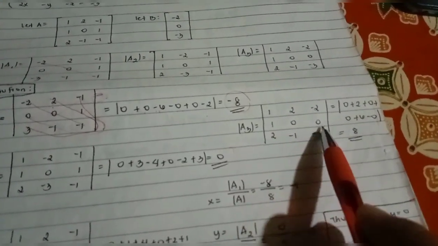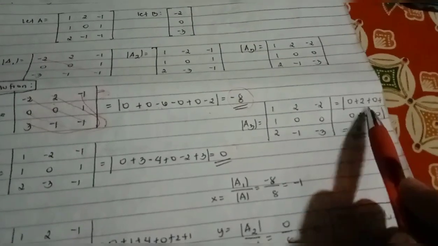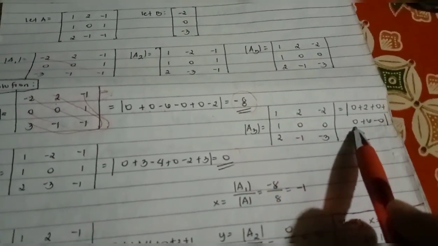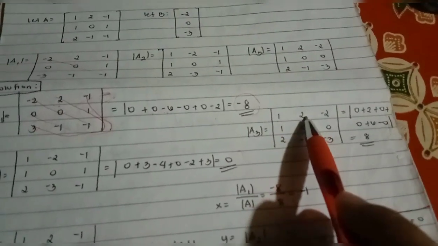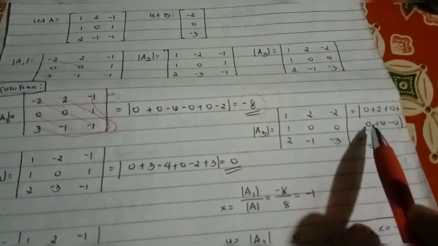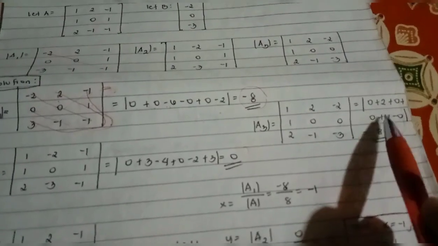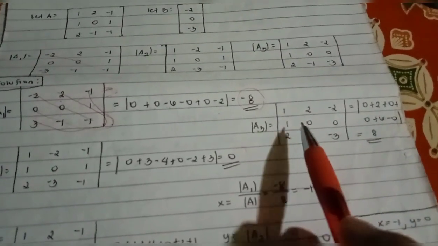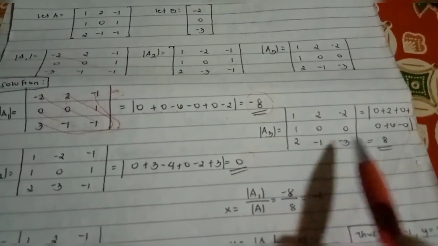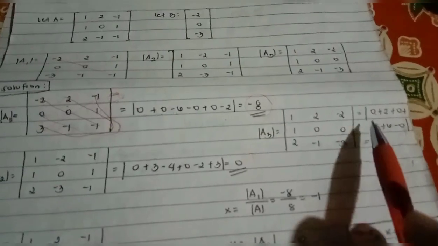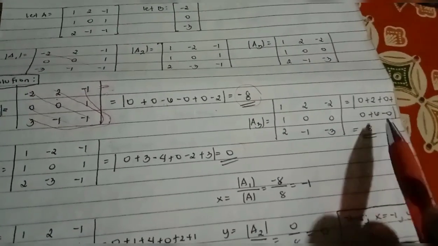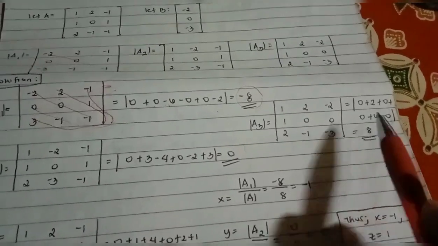2 times 0 times 2 is equal to 0. 2 times 0 times negative 2 is equal to 0. 1 times 2 times negative 3 is equal to negative 6. Since it is negative, it becomes positive 6. 1 times 0 times negative 1 is equal to negative 0. So 0 plus 2 plus 0 plus 0 plus 6 minus 0 is equal to positive 8.